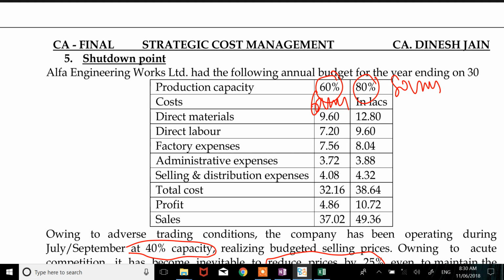Working note 1, identification of variable, fixed and semi-variable cost. Particulars and nature. Nature is a broader column. You are going to write a detailed explanation there. Direct material.